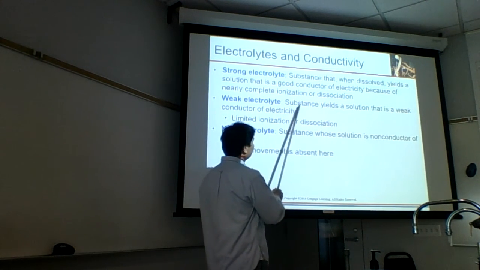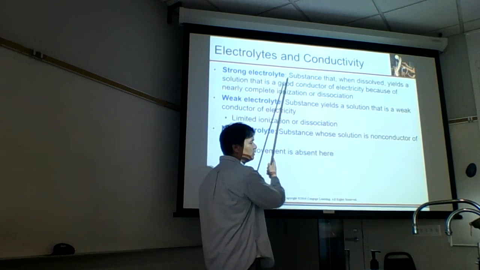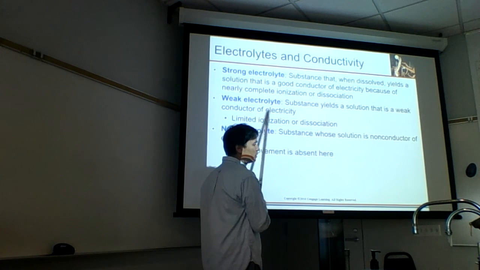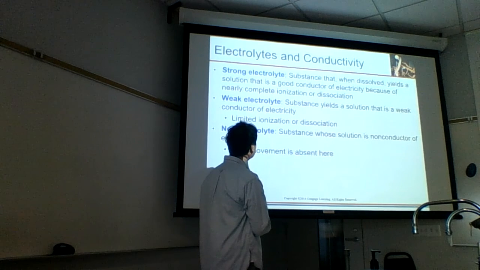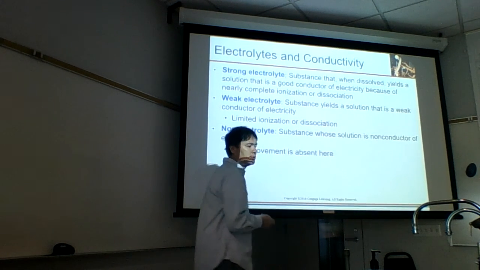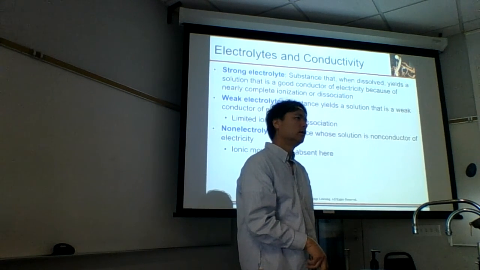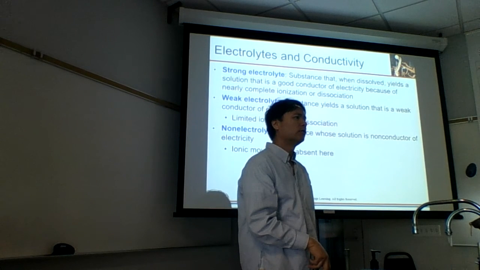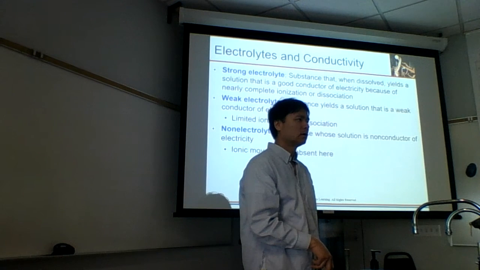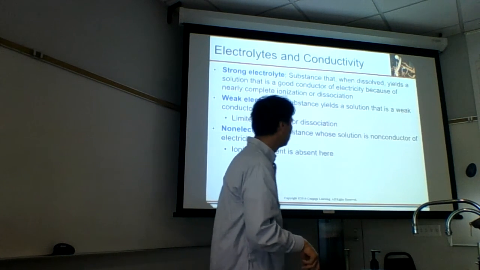Weak electrolytes are a weak conductor of electricity. Well, a very dilute strong electrolyte will be a weak conductor of electricity. And so we've got to avoid that definition. We're going to focus on this definition: limited ionization or dissociation. Acetic acid would be a perfect example of a weak electrolyte because only a fraction of the molecules dissociate into ions. Most of the molecules stay together. A few molecules break apart into ions.